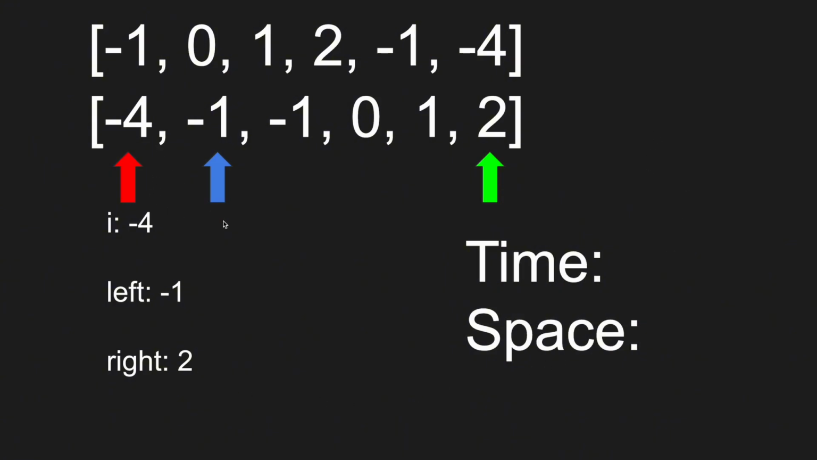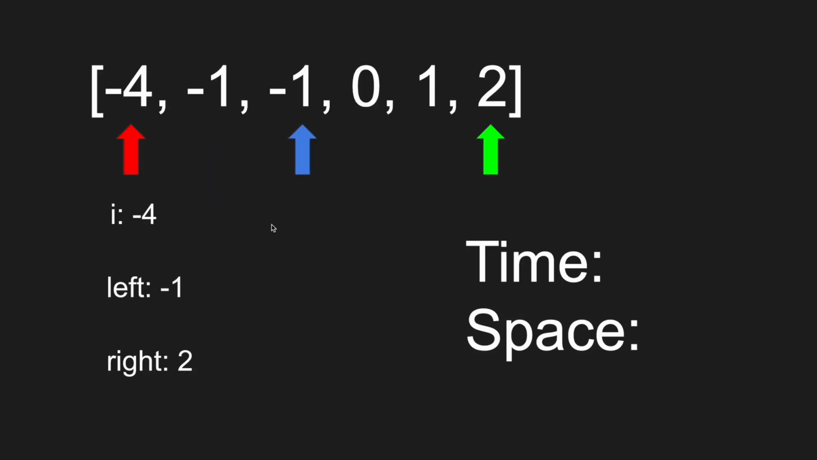So we start here, we add these 3 numbers, it's less than 0, so we shift the left pointer. We add them together, it's still less than 0, so we shift again. Add them together, still less than 0, so we shift the left pointer again. Add them together, it's still less than 0.